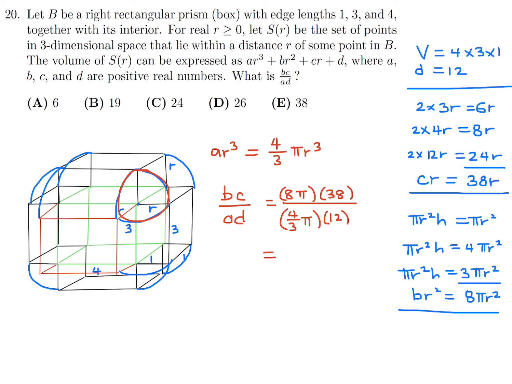Okay, great. So the pi's cancel, and all I'm left with is 8 times 38. And that's 304. And then 4/3 times 12 is 16. And then finally 304 divided by 16 is 19. So that was a very difficult question in my opinion. I really wish they gave us a diagram, but they didn't. So anyhow, number 20 is B.